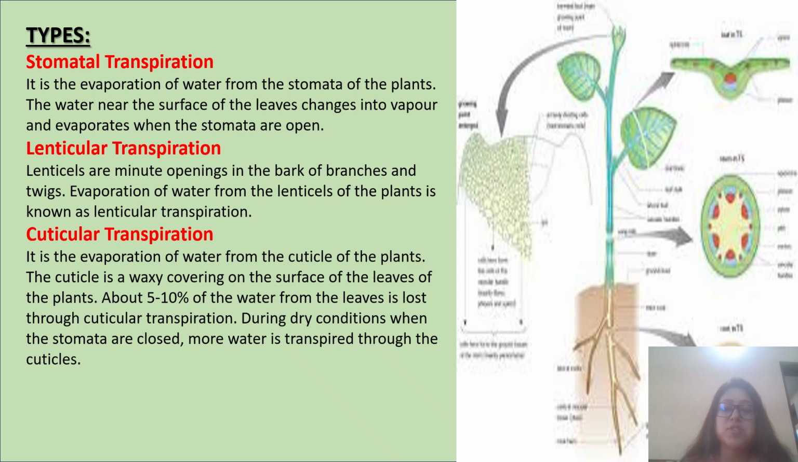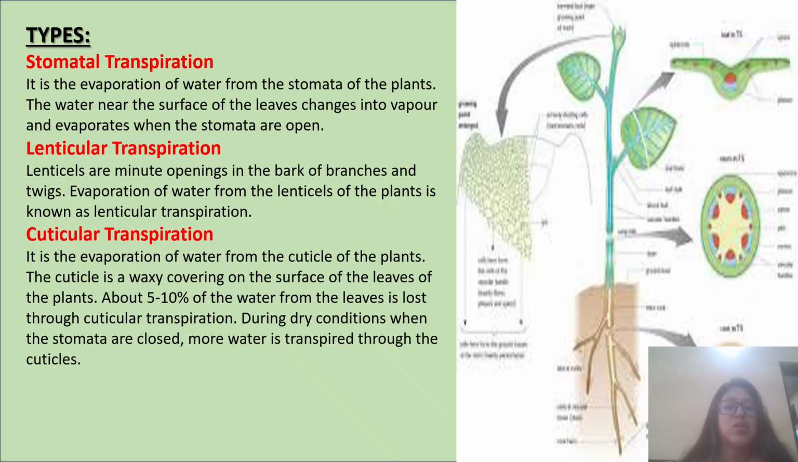Next, types of transpiration. There is stomatal transpiration. It is the evaporation of water from the stomata of the plants. The water near the surface of the leaves changes into vapor and evaporates when the stomata are open. Next, lenticular transpiration. Lenticels are minute openings in the bark of the branches and twigs. Evaporation of water from the lenticels of the plant is known as lenticular transpiration.